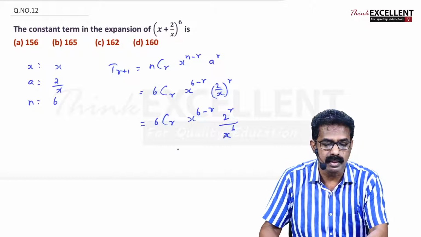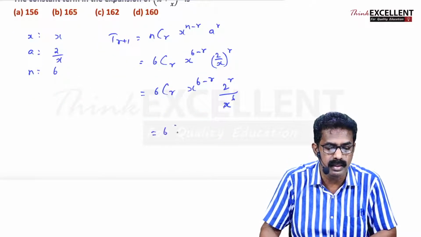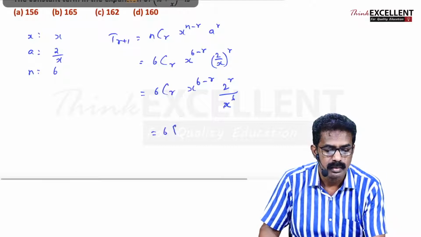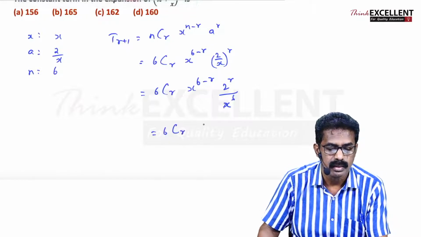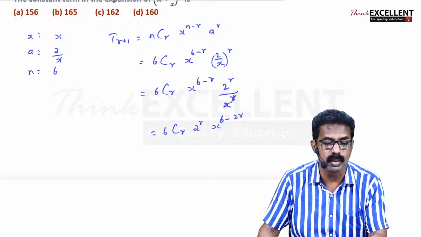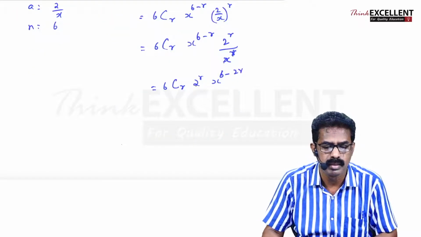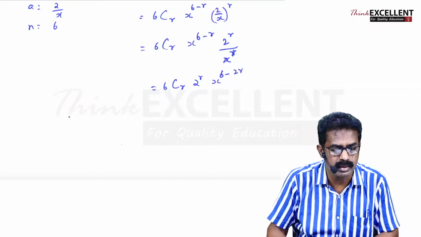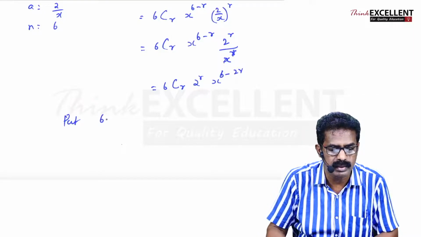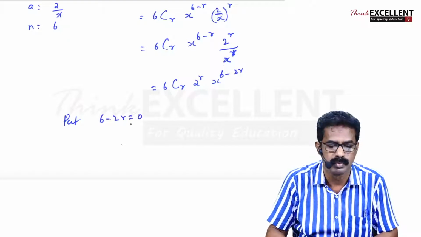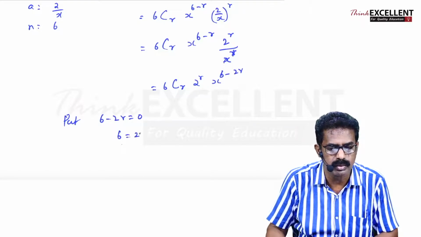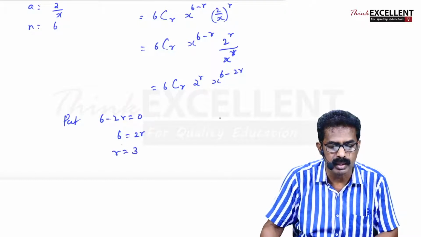Now you can combine those x terms: 6Cr, 2 raised to r, x raised to 6 minus 2r. This is r, right? So minus r minus r, it is 2r. Since we want the constant term, equate the power with 0, right? So put the power 6 minus 2r is equal to 0. So you are getting 6 equal to 2r, or r equal to 6 by 2, r equal to 3.